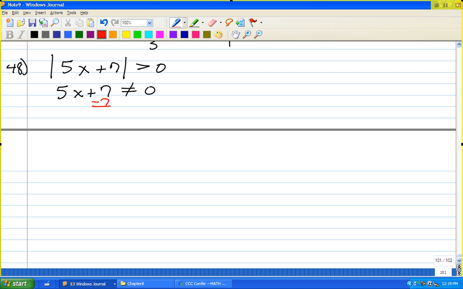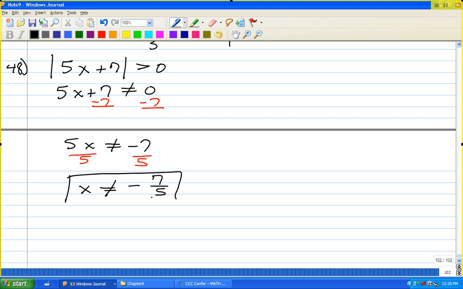Let's solve for x. Subtract 7. And so 5x is not equal to negative 7. Divide by 5. And so x is everything except for negative 7 fifths. It is the union of negative infinity to negative 7/5 with negative 7/5 to positive infinity. It's everything except for this one point.